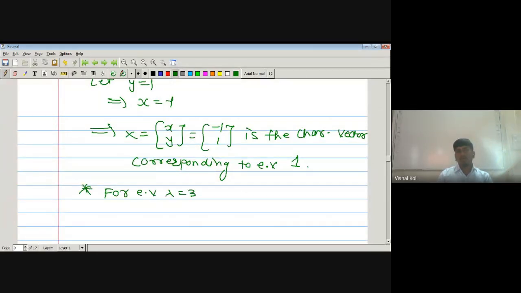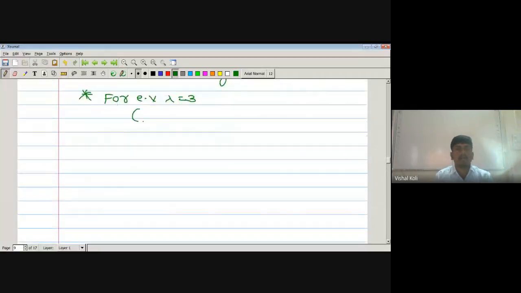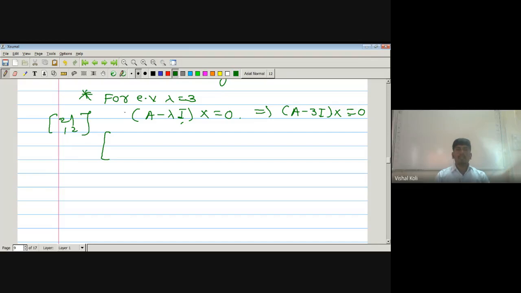lambda equal to 3, again we have to consider (A minus lambda I) into X equal to 0. So A minus 3I is equal to 0 into X. Here we just have to subtract 3 from the diagonal elements of A, and A is a matrix which is nothing but [2 1; 1 2]. So [2 minus 3, 1; 1, 2 minus 3], that is [minus 1, 1; 1, minus 1] into (x, y), which is equal to (0, 0).